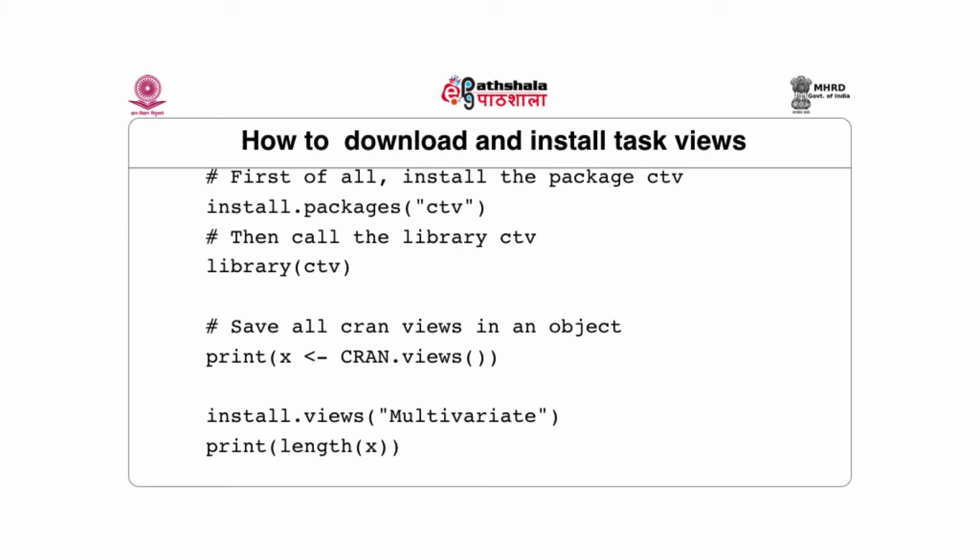we say install.views, multivariate. You may be interested in some other things, for example, structural equation modeling, or maybe in meta-analysis. And you may be interested in some other things that we just don't know what they could be. It's up to you. I have given you an example where you can install the view called multivariate. And as I said, if you wanted to find out how many CRAN views are available for your machine, or at the time when you're going to read this, you could type print(length(x)). The length of x will tell you that x actually is a list, and a list lists the number of different things that you want to find out.